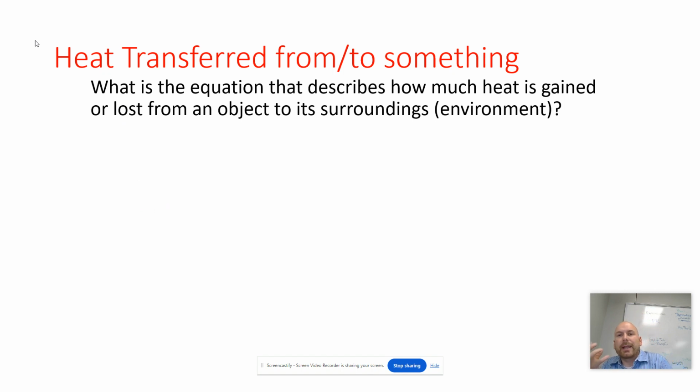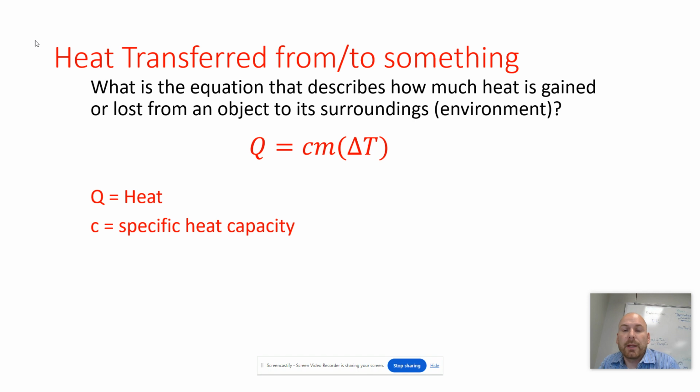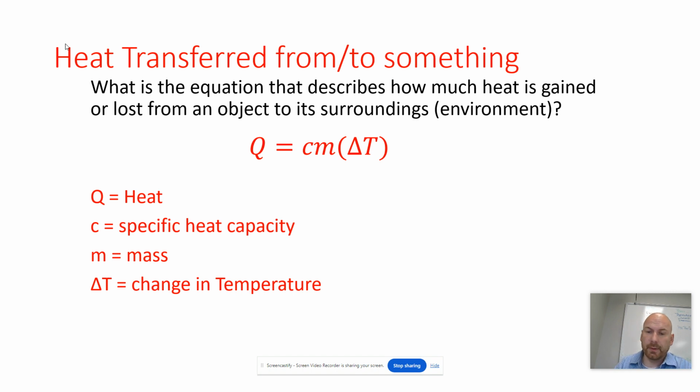What is the equation that describes how much energy is taken out or put into an object to change its temperature? This is Q = CmΔT, where Q is heat, C is specific heat capacity, m is mass, and ΔT is change in temperature. There you go.